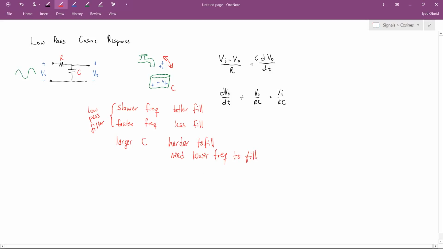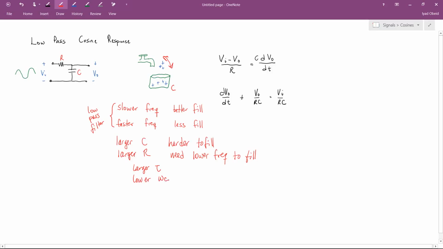And the same thing would happen if you had a larger resistor. If you had a larger resistor, that would mean less flow of water, less flow of current, and that would also make the bucket harder to fill, which means it would need a lower frequency in order to fill it. And that shouldn't surprise us. We learned in the previous video that if you make either R larger or the capacitance larger, that means you have a larger time constant and a lower cutoff frequency.